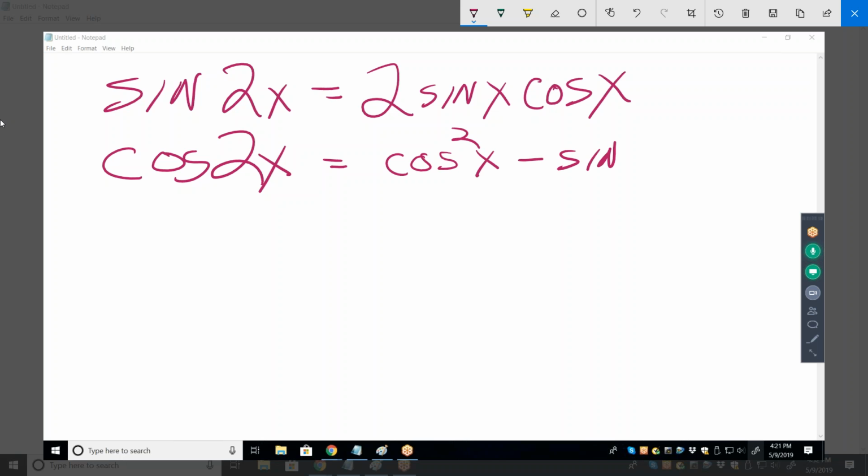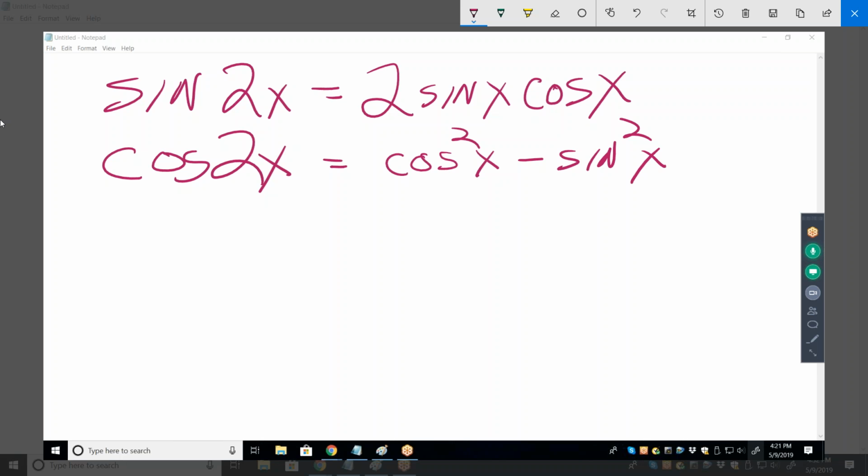And the reason I call that the easiest one is because it's kind of the opposite of the Pythagorean theorem, right? In other words, it's not cosine squared of x plus sine squared of x. It's cosine squared minus sine squared.